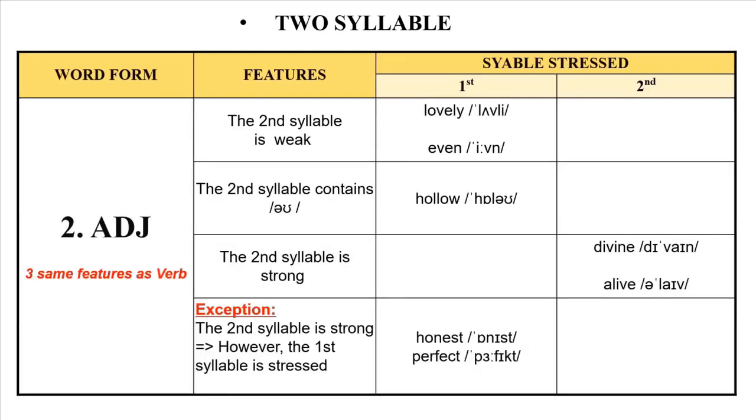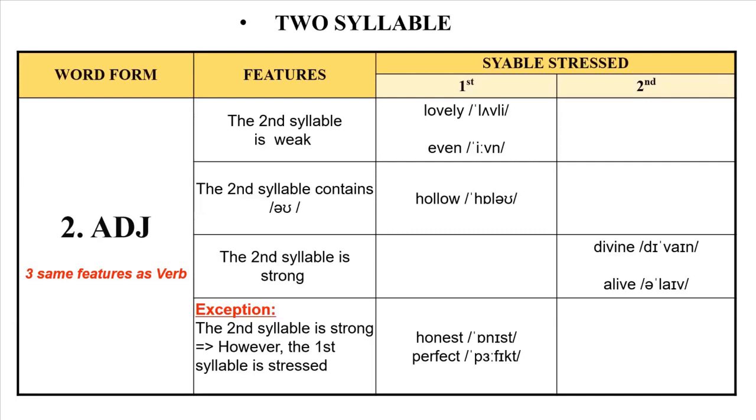Adjectives share the same three features as verbs. If the second syllable is weak, for example lovely, even, or if the second syllable contains O, hollow. If the second syllable is strong, divine, alive. However, there are some exceptions when finding the stressed syllable of an adjective.